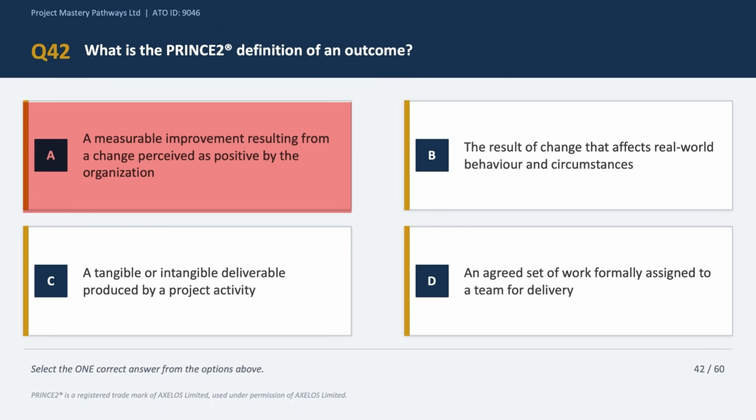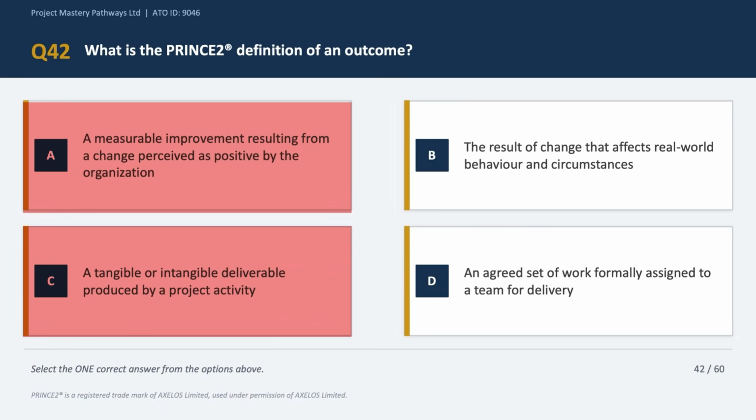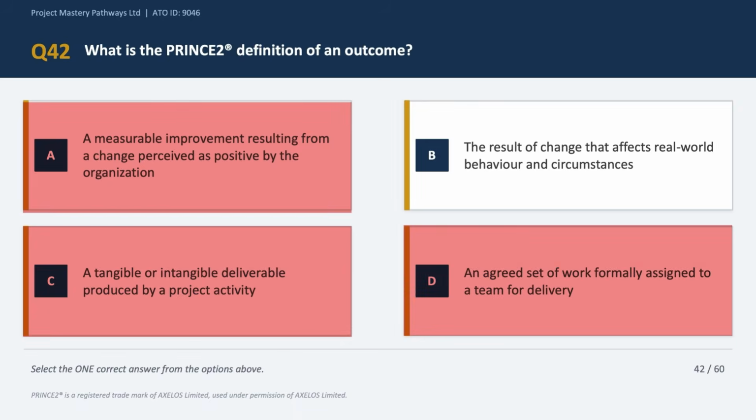Option C says a tangible or intangible deliverable produced by an activity. Now that is the definition of an output. So option C is incorrect. Option D says an agreed set of work assigned to the team. Now that is describing a work package, okay? It has nothing to do with the outcome definition. So option D is incorrect.